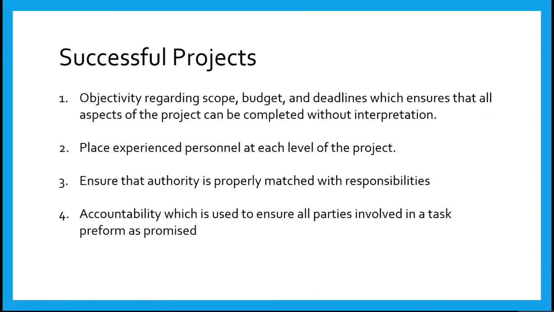As audits are conducted after completing tasks, the data gathered from completing these objectives can aid future projects by learning from previous mistakes. Successful projects generally contain four primary elements. The first is objectivity regarding scope, budget, and deadlines, which ensures that all aspects of the project can be completed without interpretation. The second element is to place experienced personnel at each level of the project. The third is to ensure that the authority is properly matched with responsibilities. And the last element is accountability, which is used to ensure all parties involved in a task perform as promised.